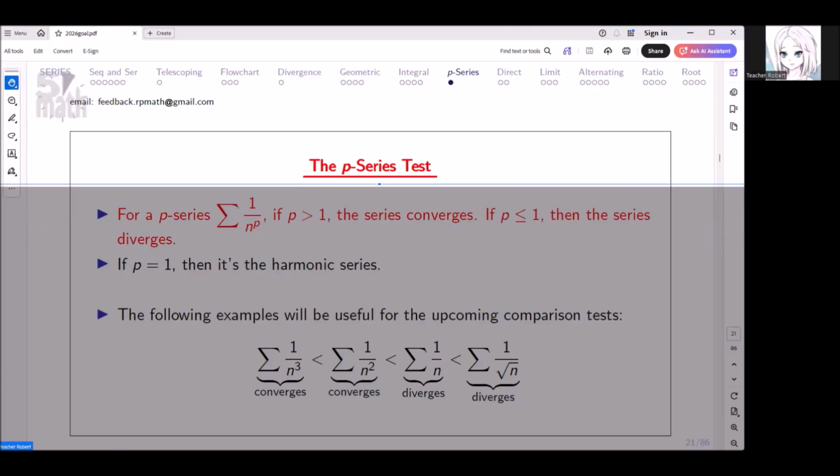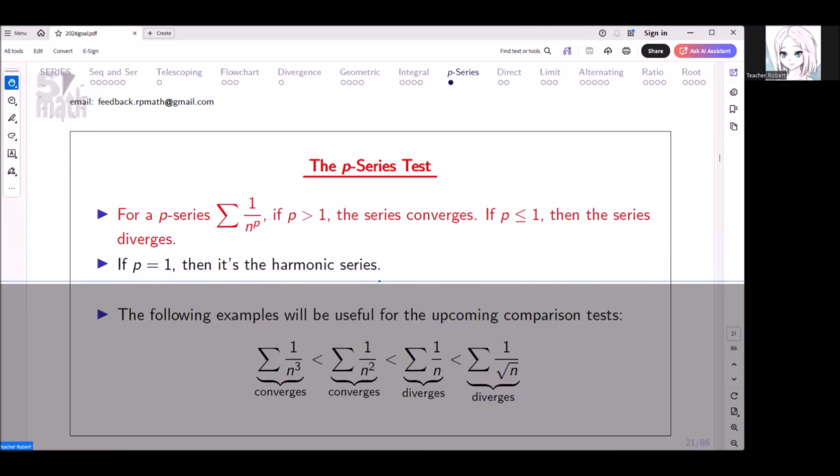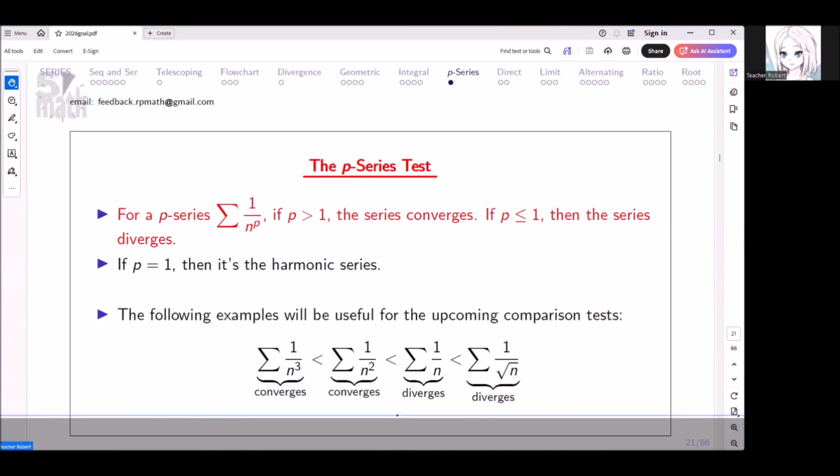The p-series test. For a p-series, 1 over n to the power p, if p greater than 1, the series converges. If p less than or equal to 1, then the series diverges. If p equals 1, then it's the harmonic series. The following examples will be useful for the upcoming comparison tests. We have the following.